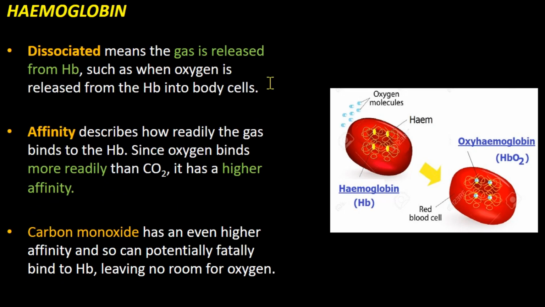So when we say a gas is dissociated from hemoglobin, it means that the gas is released from hemoglobin, or it unbinds from it, such as when oxygen is released from the hemoglobin into body cells. It is dissociated. Affinity describes how readily the gas binds to the hemoglobin. So since oxygen binds more readily than carbon dioxide, oxygen would have a higher affinity. Carbon monoxide has an even higher affinity than oxygen, so that could potentially fatally bind to hemoglobin, leaving no room for oxygen and thus possibly resulting in asphyxiation.